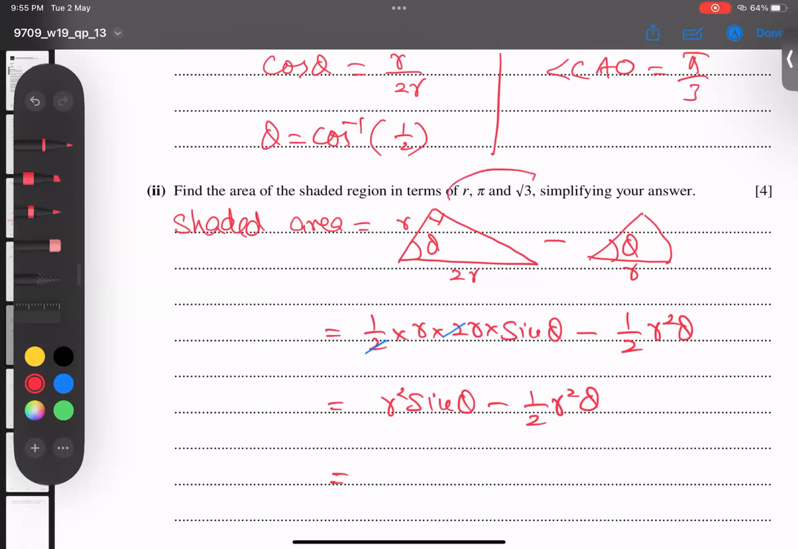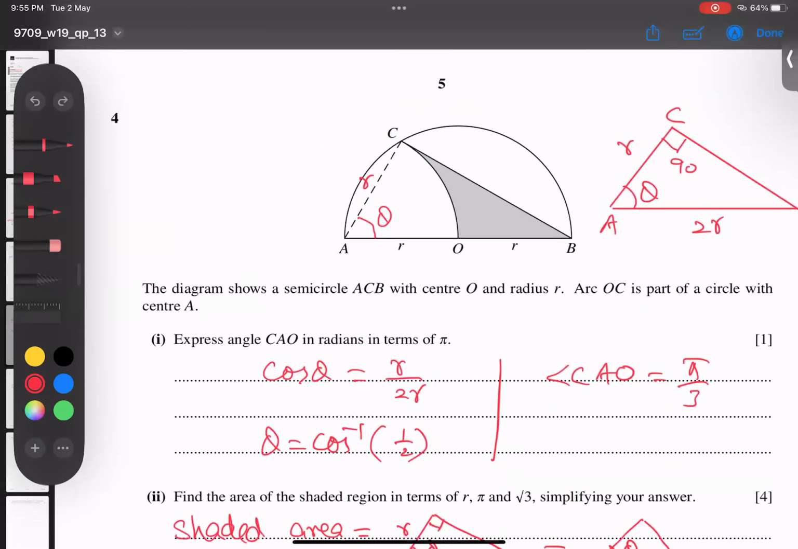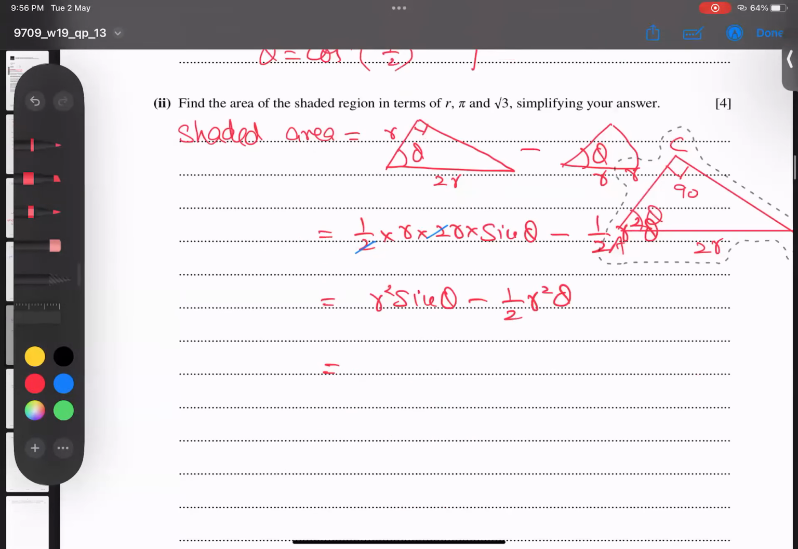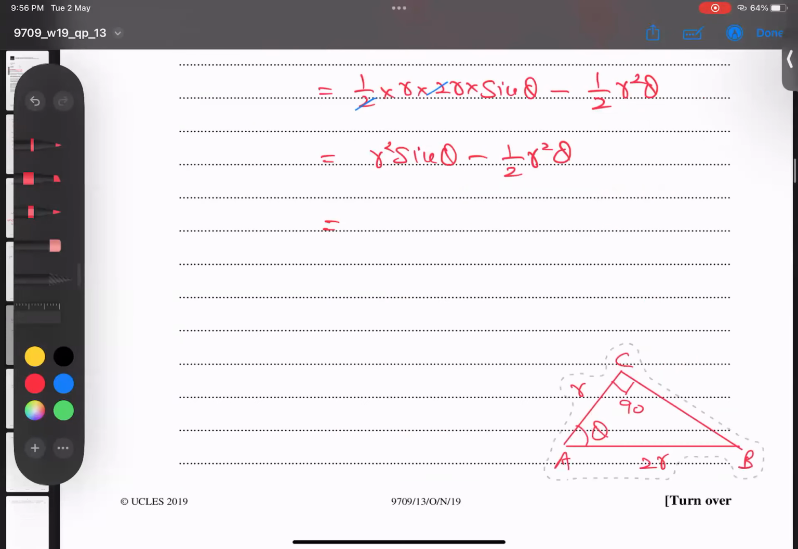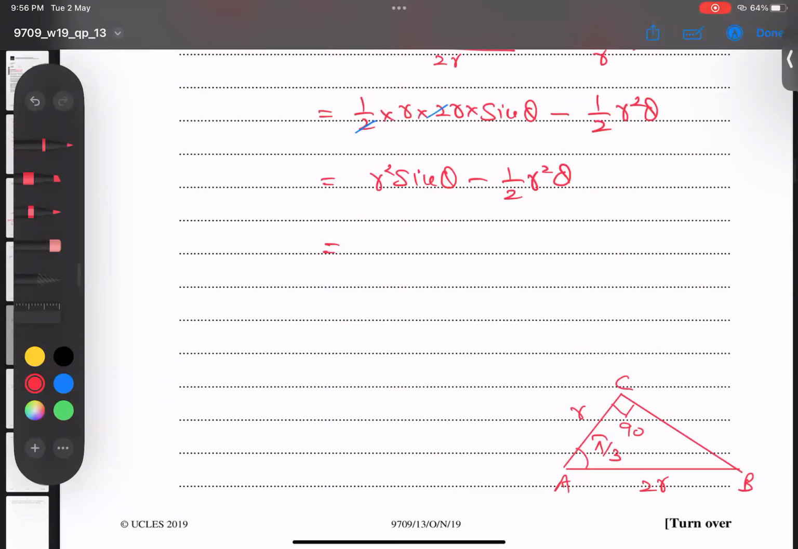but he said in terms of r, pi, and √3. So we have to look again here at how we can get this answer. So this triangle, I drag it down and let's see how we can get it from here. In this option, I erase this angle I got before. How much? Pi by 6, I think, pi by 3. And I can plan for it now. So I think this is pi by 3. So r square sine pi by 3.